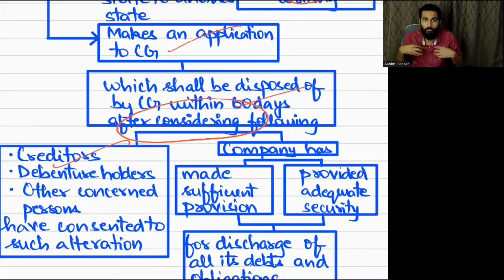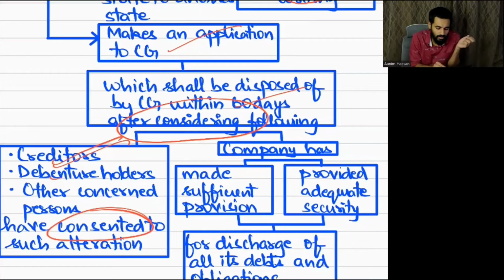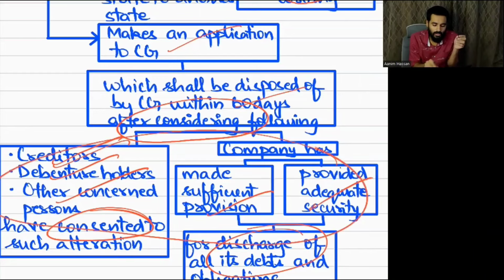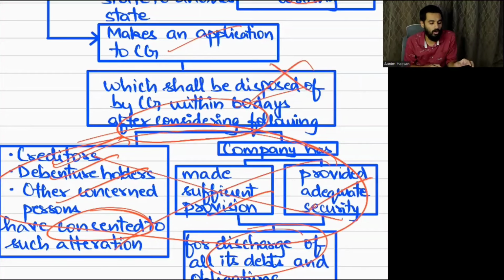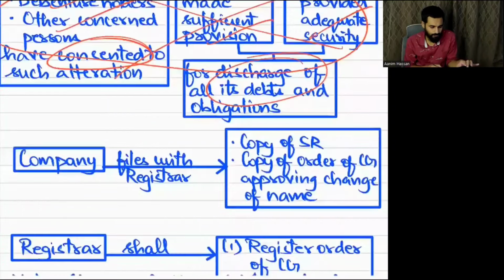Before approving the application, CG will see a few things. He will see whether consent has been given by creditors, debenture holders, or other concerned persons. Also, he will see whether the company has made provision for discharging the liabilities, and if not, whether adequate security has been given. Either of these must be fulfilled. If none of this is fulfilled, CG will not give approval. Yes or no? Yes.